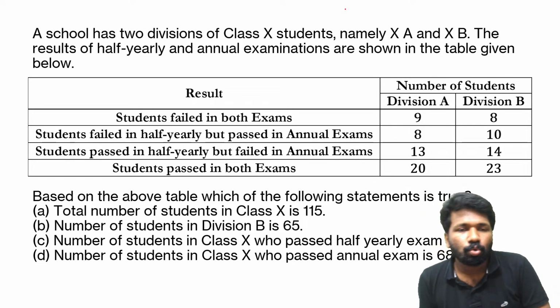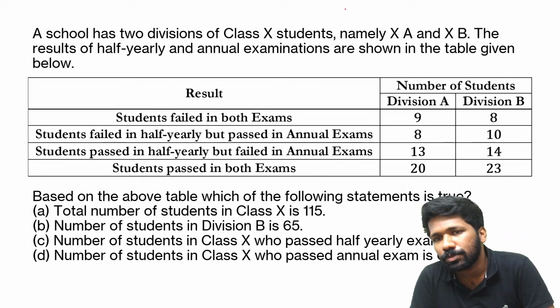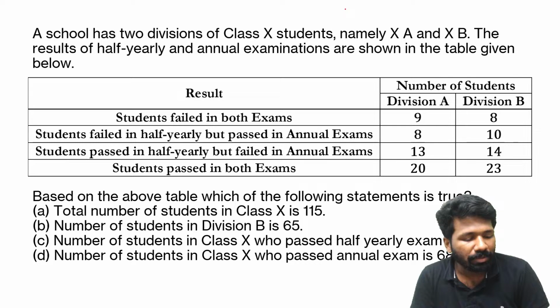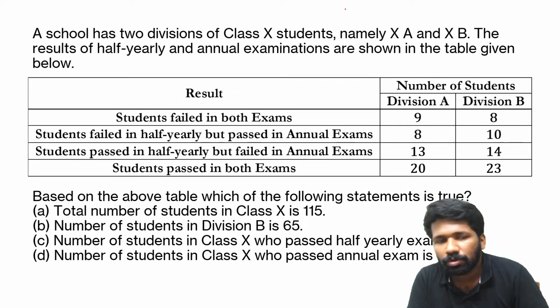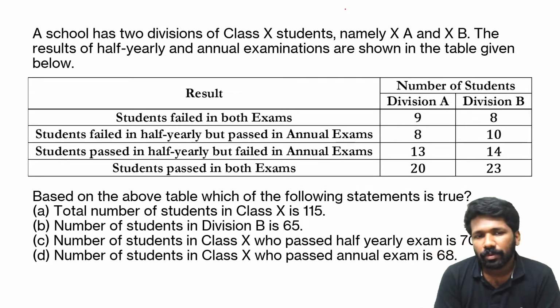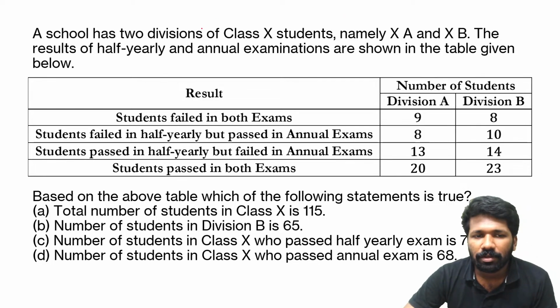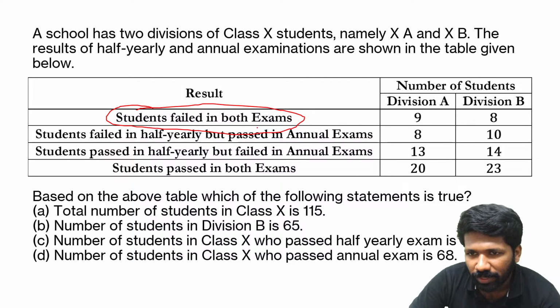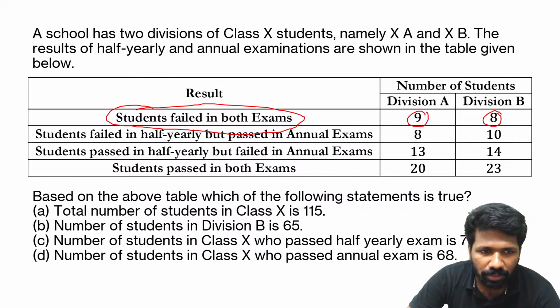I will explain. A school has 2 divisions of class 10 students, namely 10A and 10B. The results of half yearly and annual exams are shown in the table given below. So what is given in the table? Students failed in both exams. That means they are the students who failed in annual exam also and in half yearly exam also. In division A it is 9 in number, division B it is 8 in number.